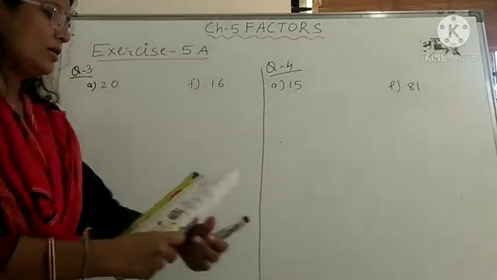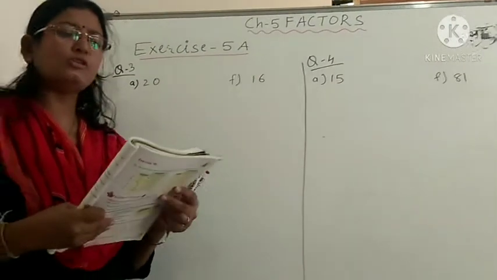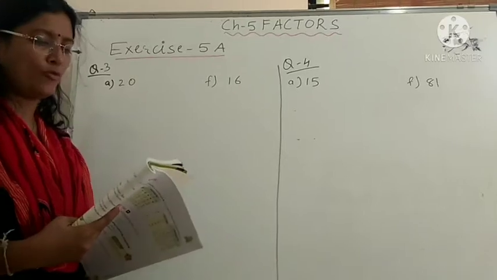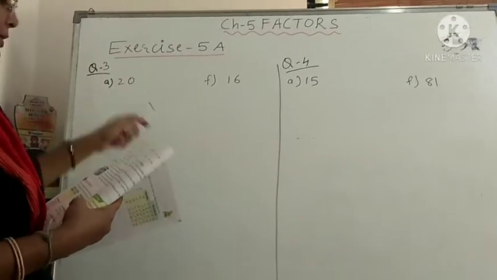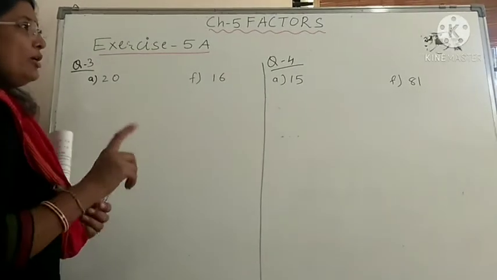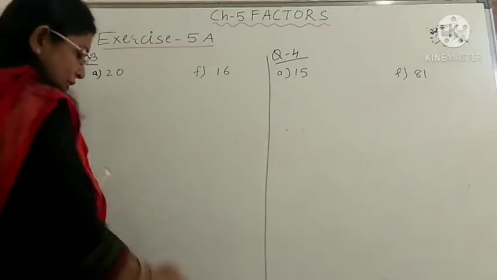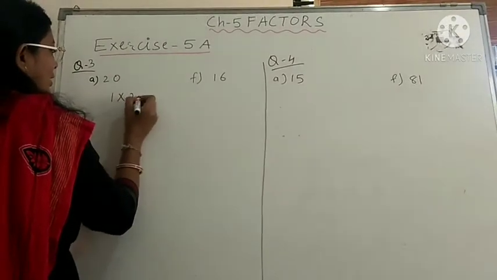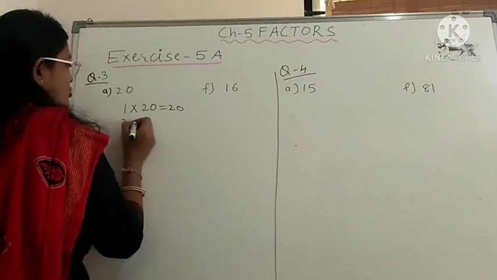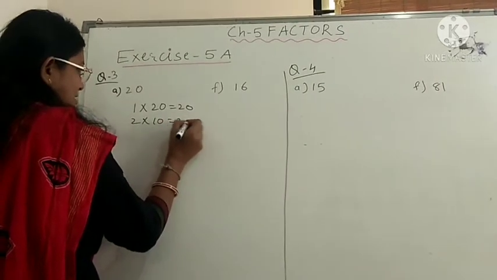Now question number 3. Use multiplication to find the factors of, number A, 20. Here we will use the multiplication method for finding the factors. Okay, so what will we do? First we will start with 1's table. 1 20s are 20. 2 10s are 20.